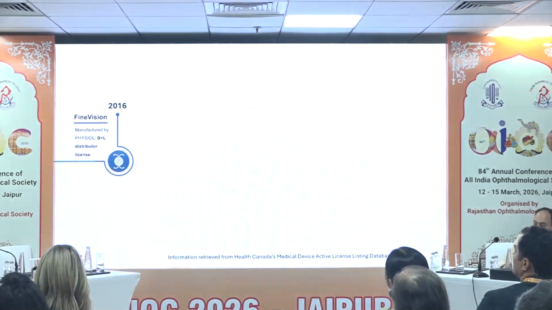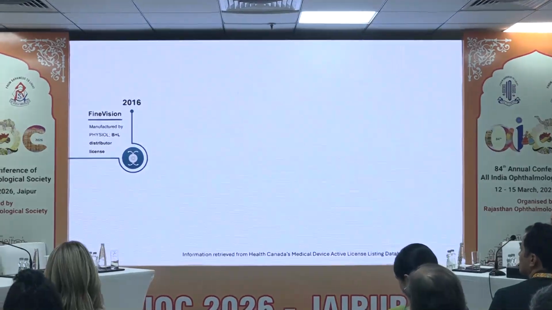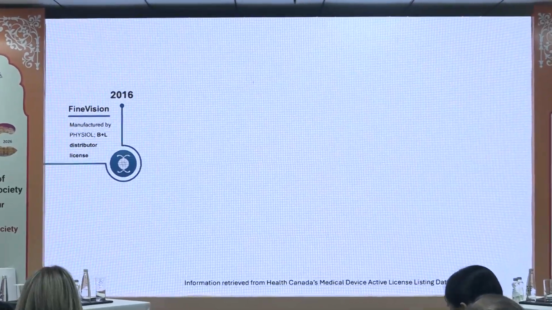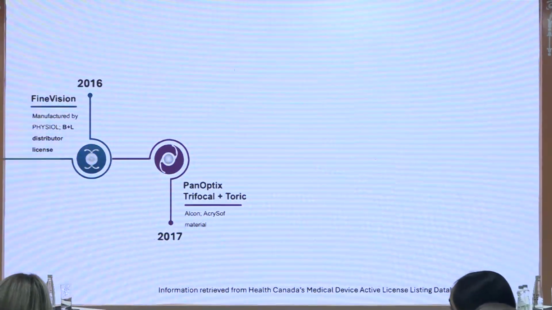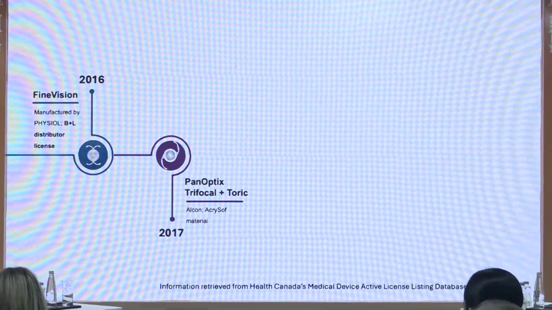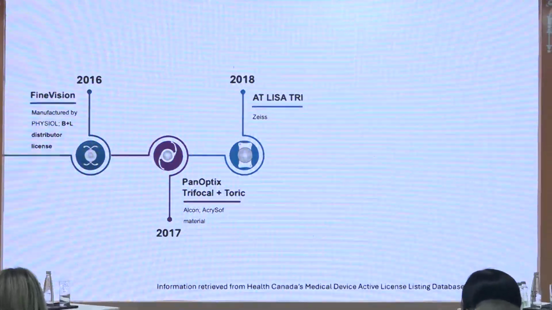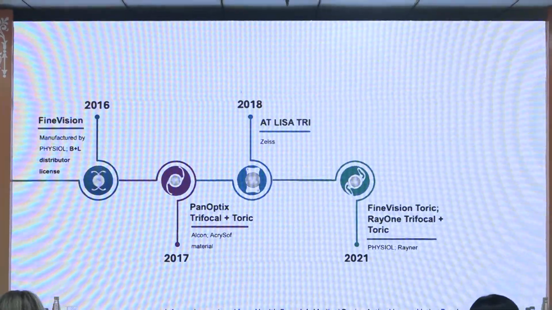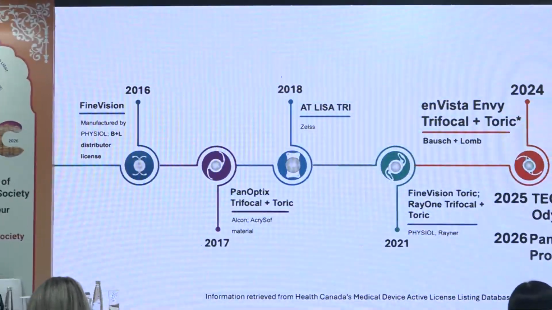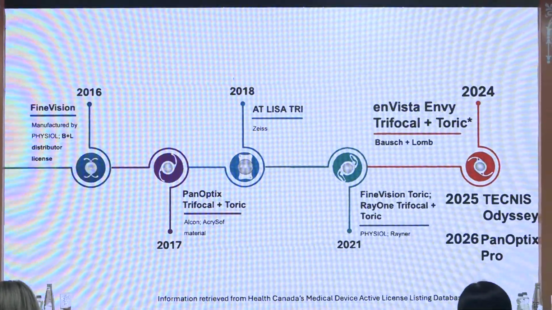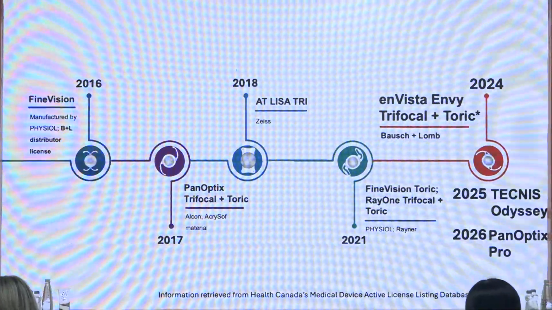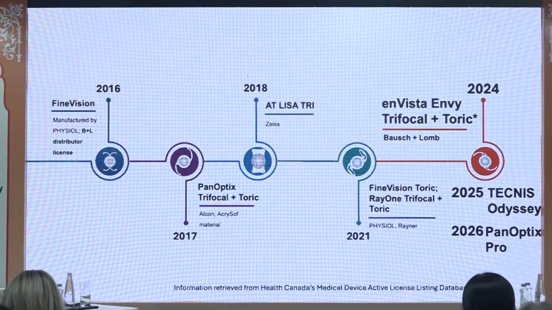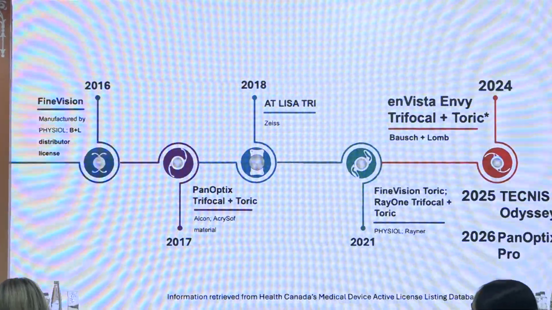In 2016, we got the FineVision intraocular lens. This defined new trifocals. This gave us true full range of vision. This was followed by PanOptix, which quickly became the market leader. Zeiss came out with the AT LISA, and then we came out with the FineVision toric and Ray 1 trifocal in 2021. Contemporary full visual range IOLs started in 2024 with Envista Envy. In 2025, we got Tecnis Odyssey by Johnson & Johnson and PanOptix Pro just a few weeks ago from Alcon.